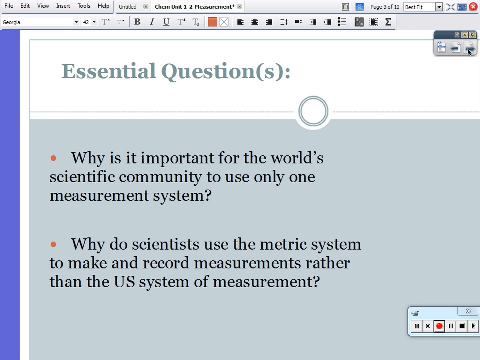And here are the essential questions we should be thinking about as we go through this lesson. Why is it important for the world's scientific community to use only one measurement system? And why do scientists use a metric system rather than the US system of measurement?